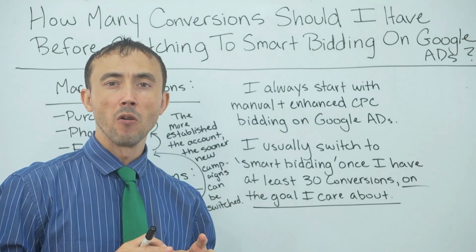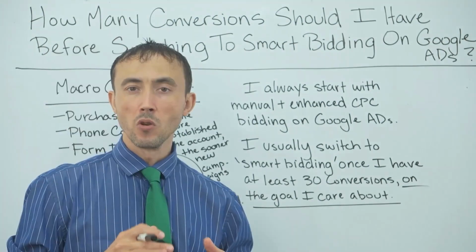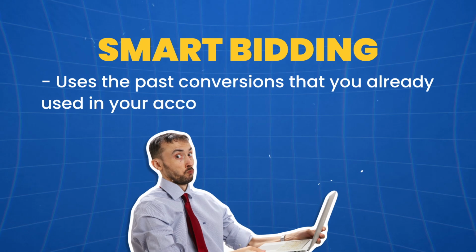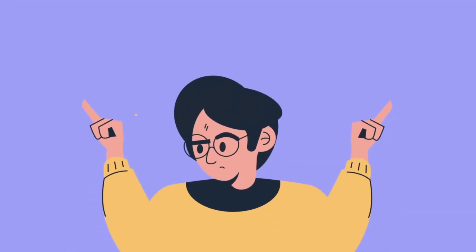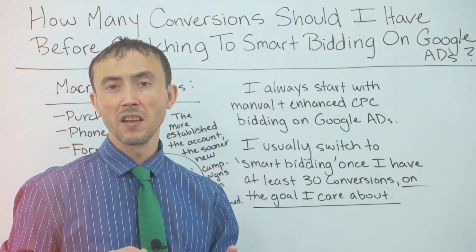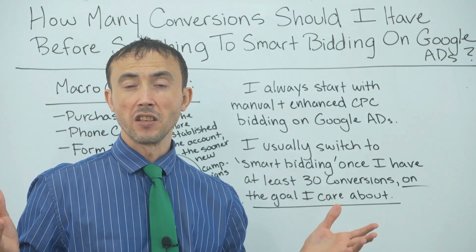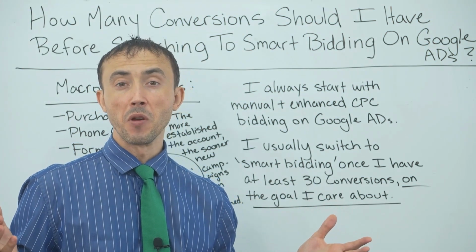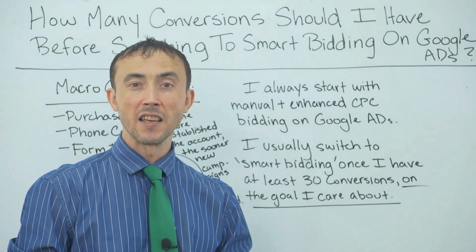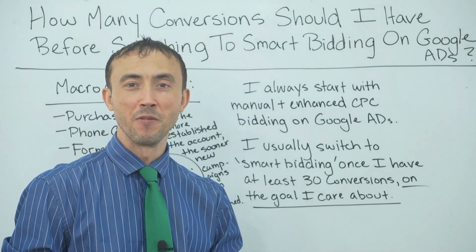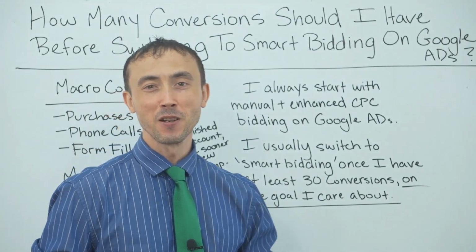When you start out, you can't use smart bidding to your advantage, because smart bidding uses the past conversions that you've already racked up in your account in order to decide if your ad should show up for one person or another. And with no conversions, it's going to do a very poor job for you. Practically speaking, you're going to have a campaign that's failing to launch, similar to how if you had a kid and you didn't feed him very well, he's going to fail to thrive. This is very similar to that.